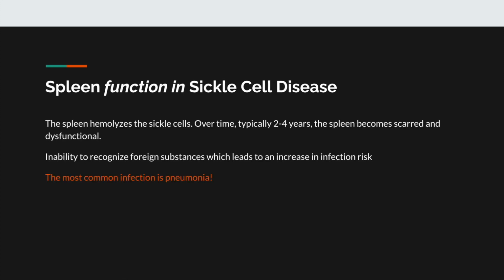A little bit about how the spleen functions in sickle cell disease. So the spleen hemolyzes the sickle cells. Over time, typically like 2 to 4 years, the spleen becomes scarred and dysfunctional, and it also atrophies. It becomes smaller. So because of this, it's unable to recognize foreign substances, which can lead to an increase in infection risk. And remember, the most common cause of sickling cells in sickle cell disease is infection, right? So patients become even more prone to sickling crises or vaso-occlusive crises when their spleen is unable to recognize infections.